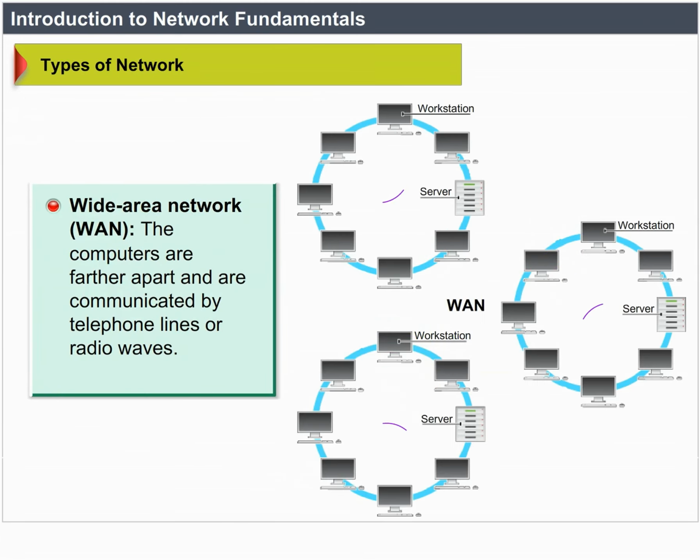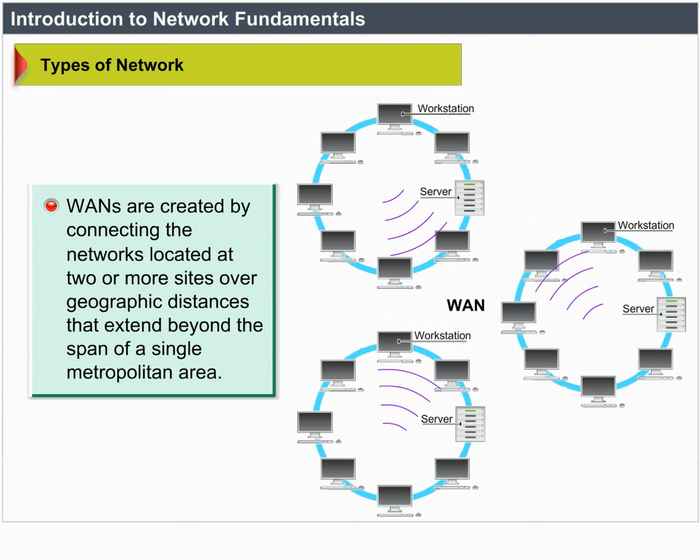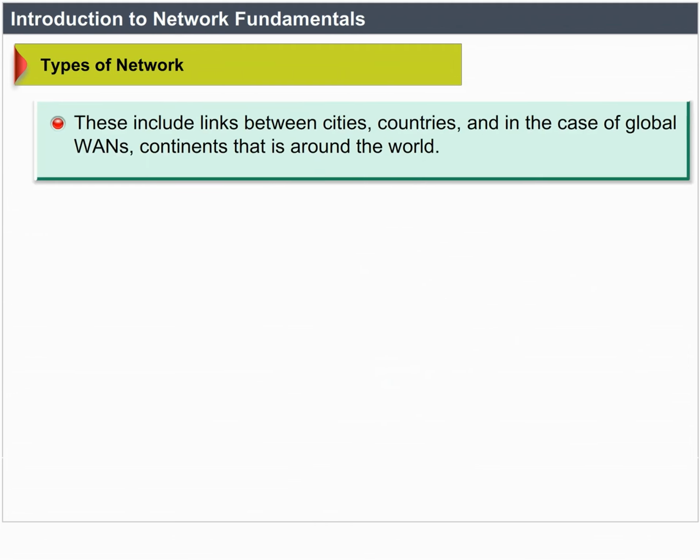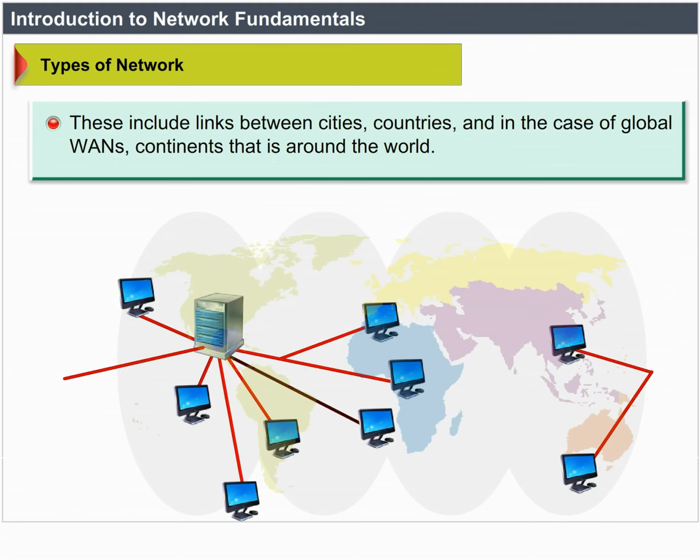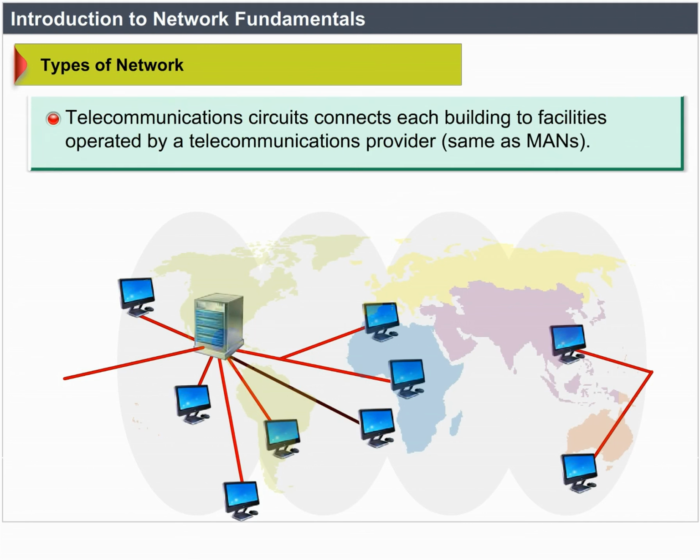Wide area network or WAN. The computers are further apart and are connected by telephone lines or radio waves. WANs are created by linking the networks located at two or more sites over geographic distances that extend beyond the span of a single metropolitan area. These include links between cities, countries, and, in the case of global WANs, continents. Telecommunications circuits link each building to facilities operated by a telecommunications provider, same as MANs.